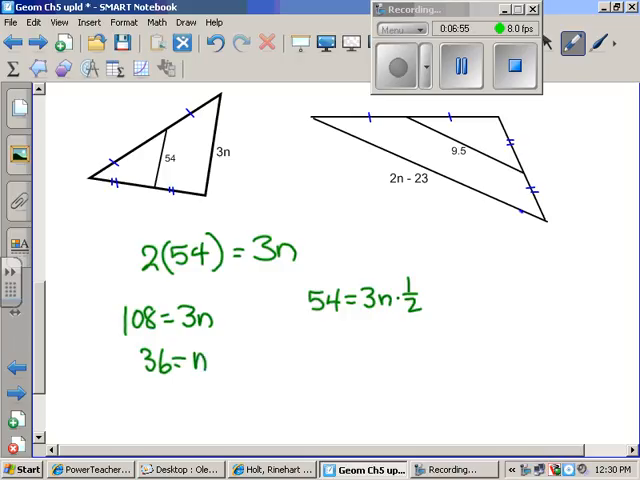Okay? How about this one? How would you set that up? You know that 1.5 is the large segment. Mm-hmm. Multiply that by 2. 15. Set that equal to 20. Good.